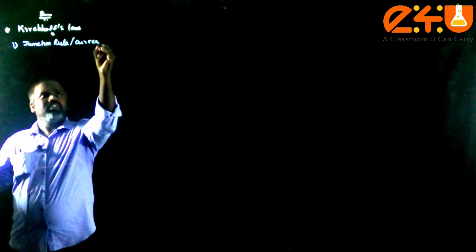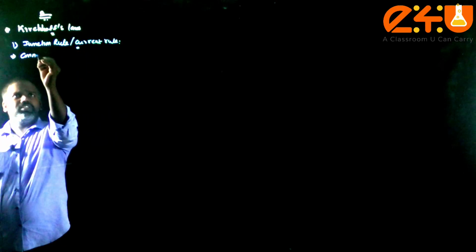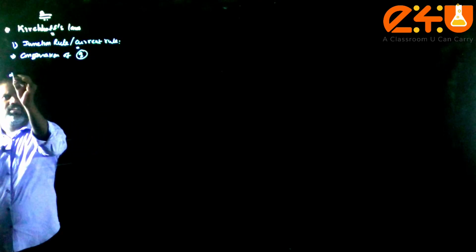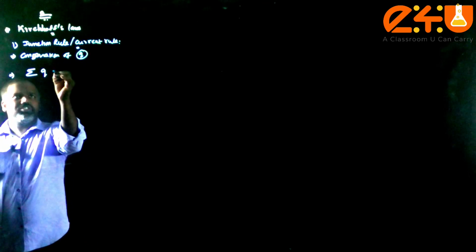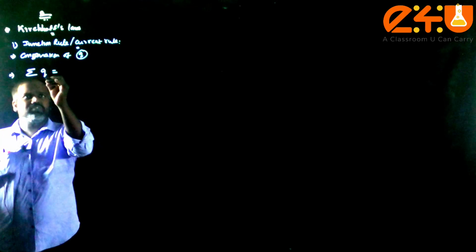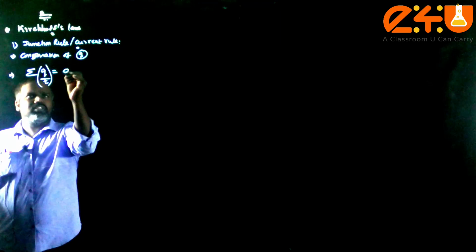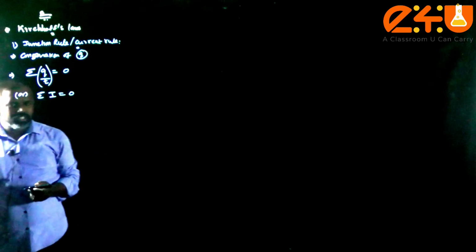Now please see that the first rule is called the junction rule or current rule. It is based on conservation of charge, conservation of electric charge. What this rule says is that the algebraic sum of the currents meeting at any junction will be zero.